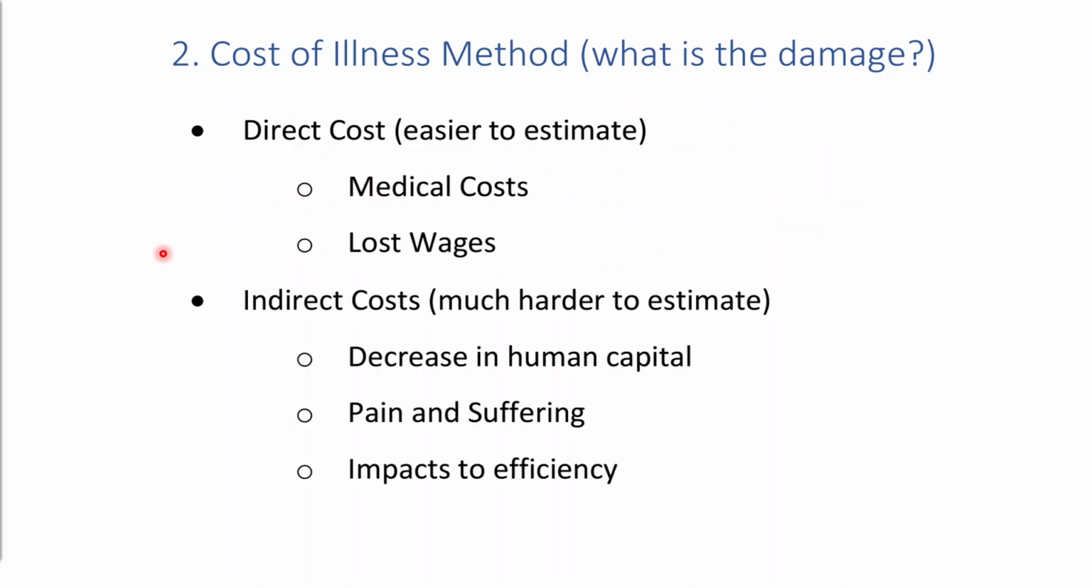Direct cost, in terms of the cost of illness method, is the medical costs and the lost wages. These will be easier to estimate for obvious reasons, because the hospital will give you a bill. If you are sick because of pollution, you go to the hospital and you get a medical bill. If you are sick due to pollution and you can't go to work, you have lost wages. That is what we call direct costs. You suffer monetarily due to the pollution itself. Indirect costs are much harder to estimate.